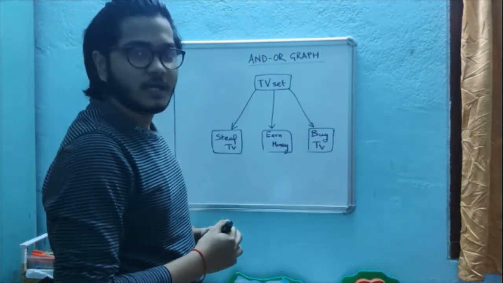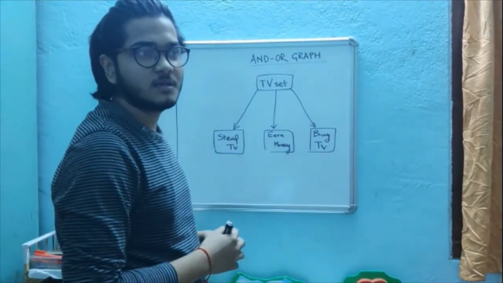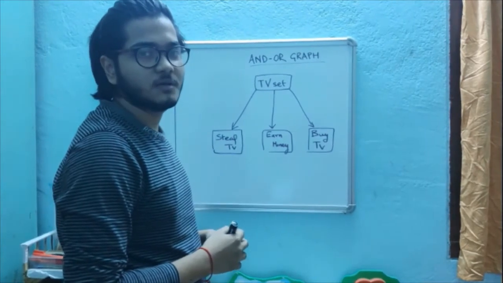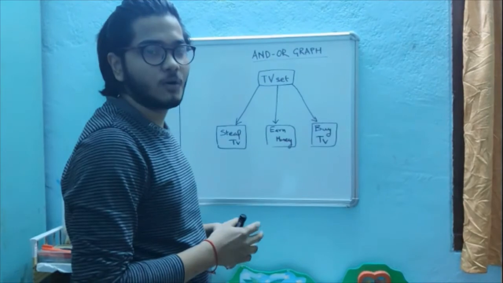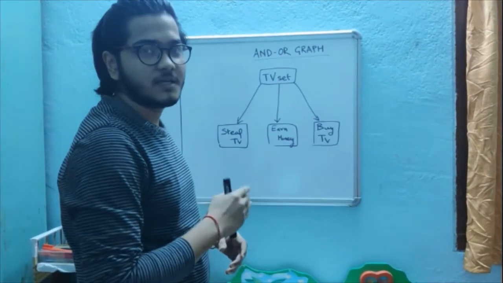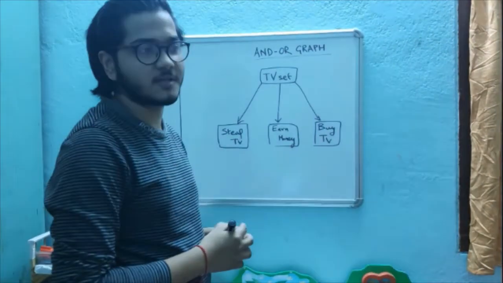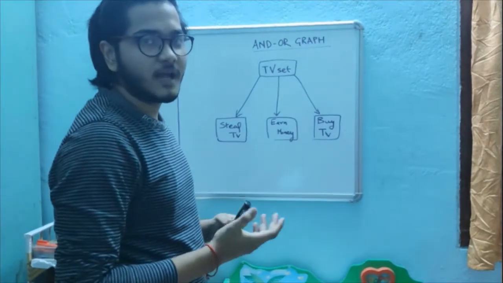In our last part, we have seen the theoretical parts of AND and OR graphs. So now we will see how AND OR graphs are graphically explained. So let's first differentiate between OR graph and AND graph.